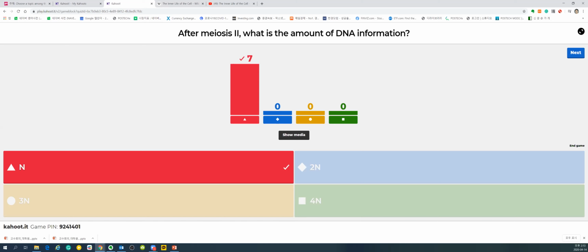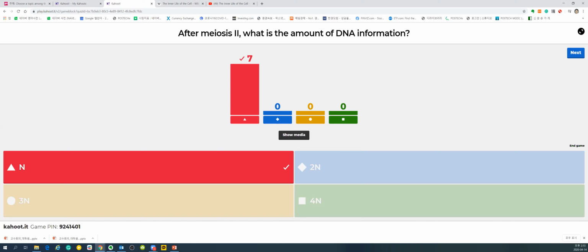In the previous case, after meiosis 1, two sets of DNA were combined together, and that's why some part of that information was exchanged. Then the information is bigger than N. But in this case, the maximum information should be N. Physically, it has only 1N contents of DNA, right?